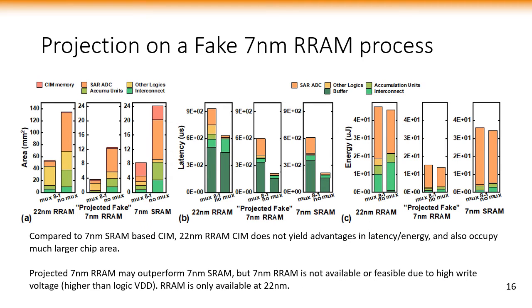So with this benchmark tool, let's project a fake 7nm RRAM process. We call it fake because there's no 7nm RRAM process available today. The best RRAM process reported in the literature is the 22nm process. So here let's show the 22nm RRAM as a baseline, and then also the 7nm SRAM as a baseline. Those are available in today's literature, and here we project a fake 7nm RRAM process.